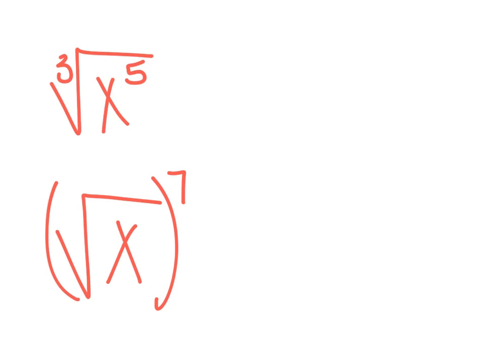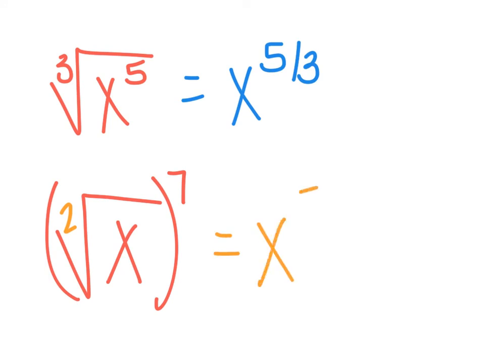And if I had the 3rd root of x to the 5th, I could rewrite that as x to the 5/3 power. And if I had the square root of x to the 7th, remember if there isn't a root here, it's an understood 2, so I could rewrite this as x to the 7/2 power.